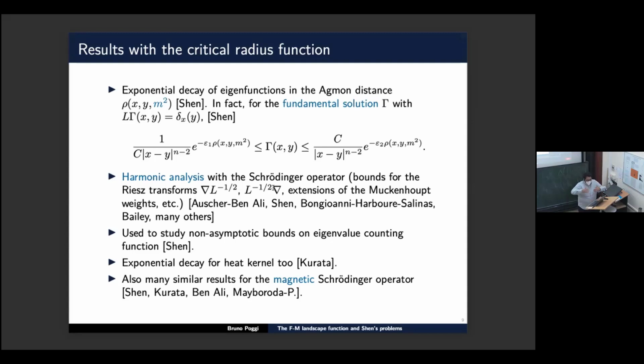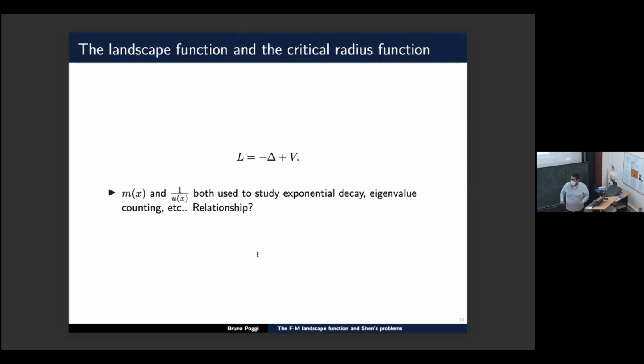And this was using the critical radius function of Shen. Other authors continued this work in the last decade and even currently to extend, for instance, the Muckenhoupt weights to this setting. So it is in this respect that the critical radius function has been used in harmonic analysis a lot. It's the correct function to work with Schrödinger operators that have reverse Hölder potentials. Then there are also results of non-asymptotic Weyl eigenvalue counting functions with this critical radius function, also exponential decay for the heat kernel, and many similar results for the magnetic Schrödinger operator.